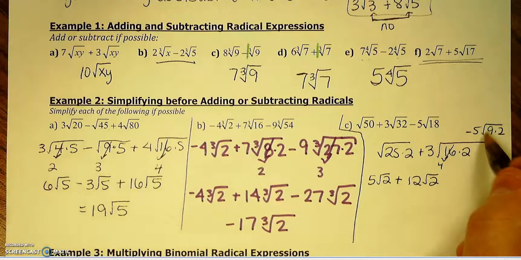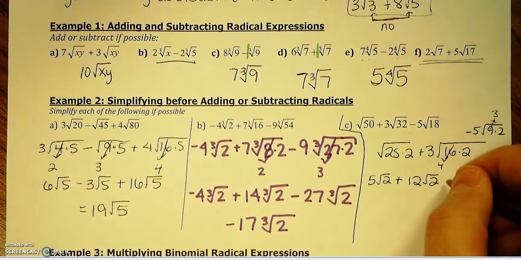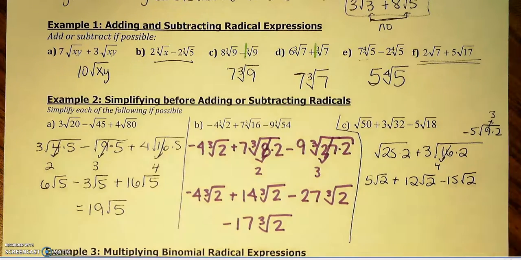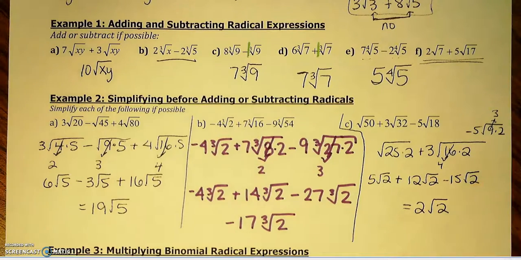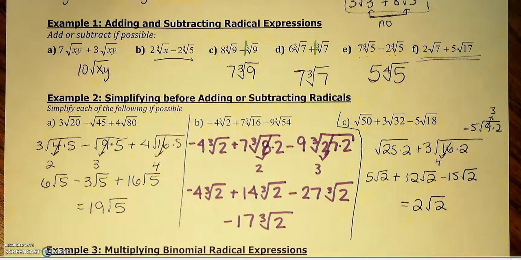Here I can pull out a 4, so that second term is really 12 roots of 2. And then, sorry guys, I had to write it up there. This third term is really minus 15 roots of 2. So we can actually combine those. I'm just going to do 5 plus 12 minus 15, which is going to simplify to 2 radical 2, and I can break that down and simplify it there.